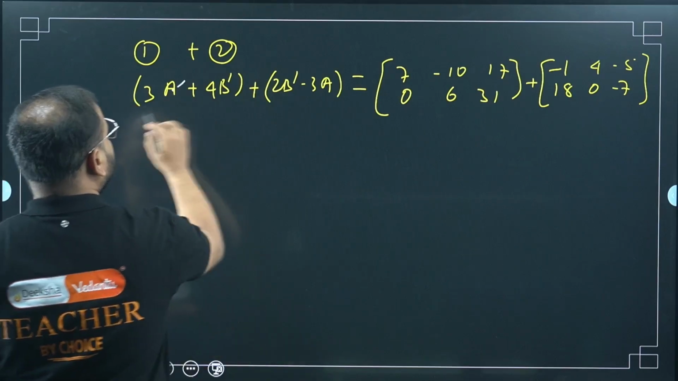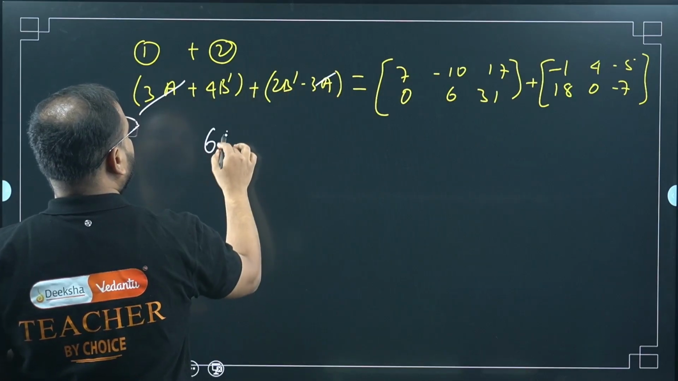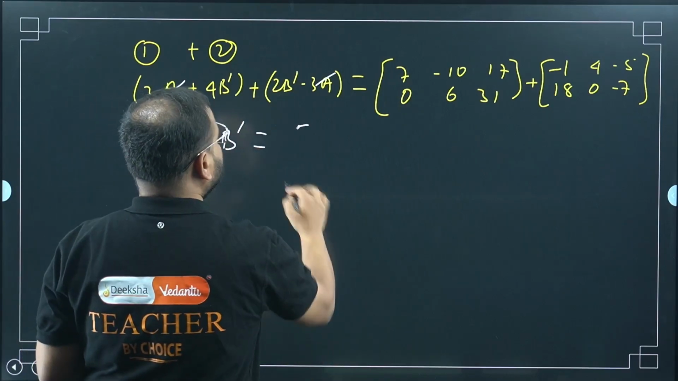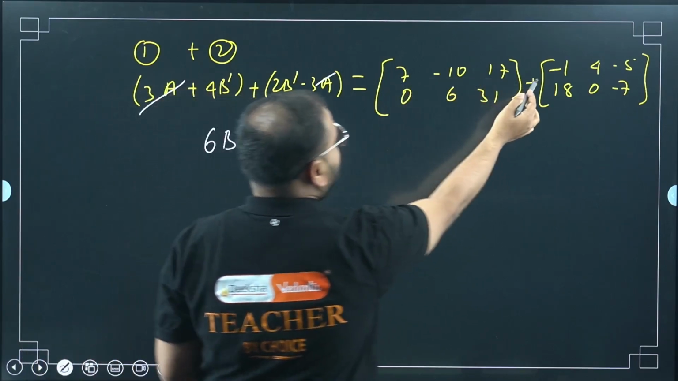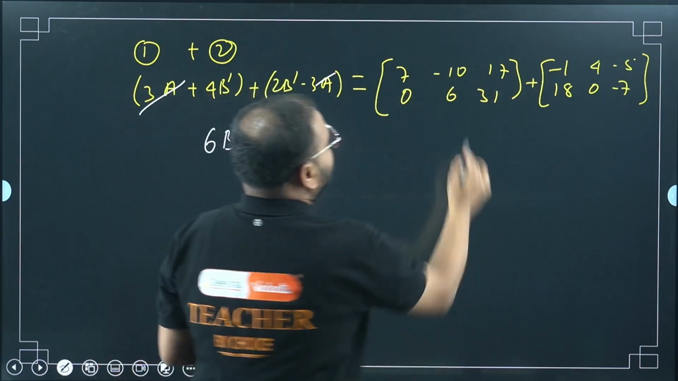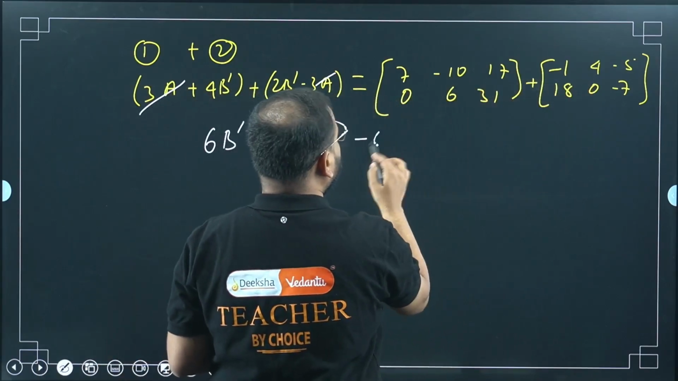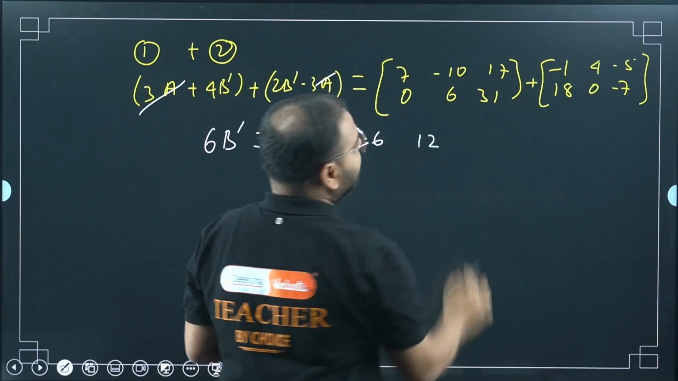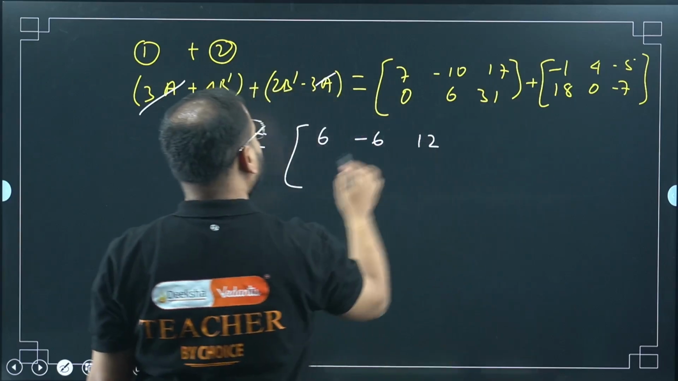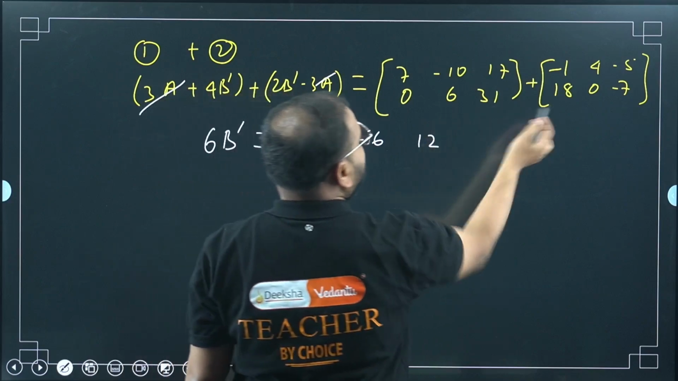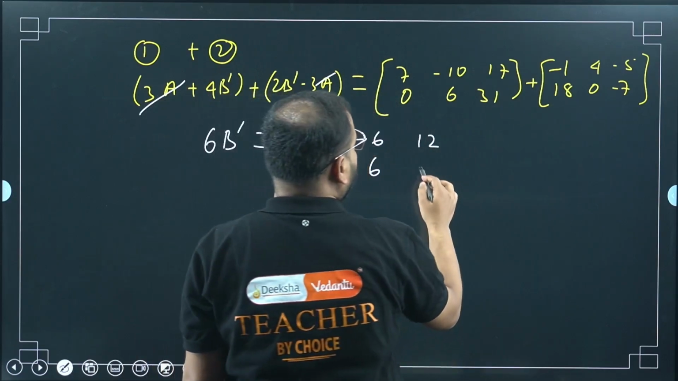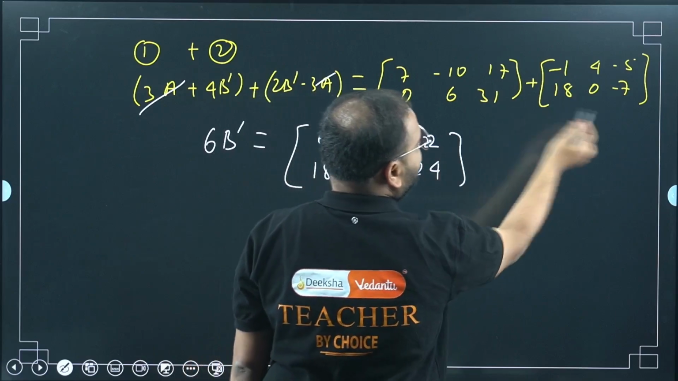This and this will cancel each other. I'll get this as 6b dash. 4b dash plus 2b dash is 6b dash. What about this side? 7 plus minus 1, simply 6. Minus 10 plus 4, simply minus 6. 17 minus 5 is 12. 0 plus 18 is just 18. 6 plus 0 is simply 6. 31 minus 7 is 24.